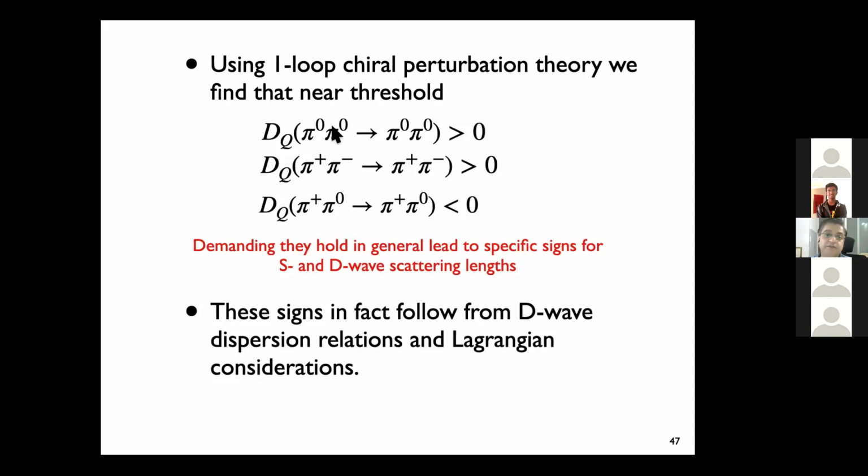There's a more profound way of understanding these signs using dispersion relations, which I don't have time to get into. It essentially tells you that there are these d-wave scattering lengths, which correspond to Lorentz spin 2 scattering lengths, which basically have a definitive sign. And that follows from dispersion relation arguments. So these signs can be motivated by dispersion relation type arguments.